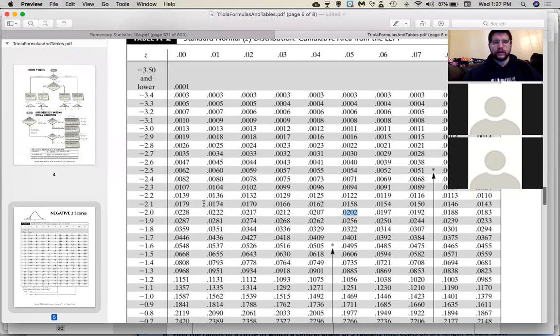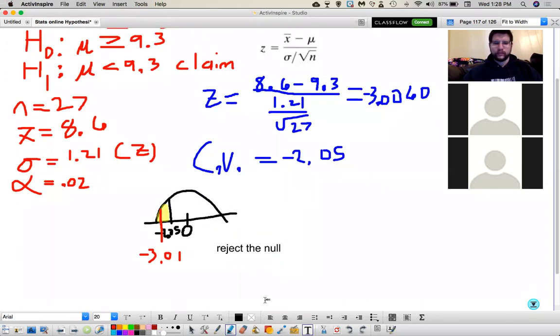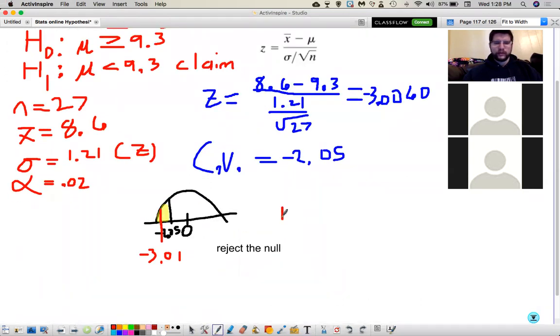So I'm going to go find the area of negative 3.01 right here. My p-value is 0.0013. And we can also say p is less than alpha, and if that's the case, we reject the null. So either way we do the test, the traditional method or the p-value method, both result in rejection of the null, which they better match, otherwise you did something wrong.